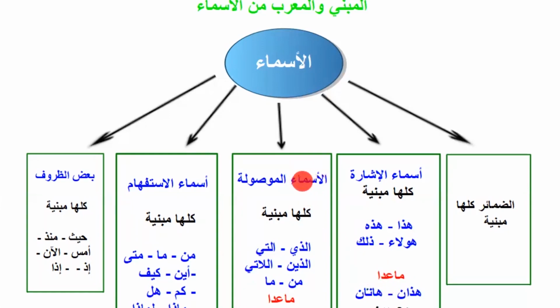Then we have asma'ul mawsula. You can remember we looked at asma'ul mawsula. That was the Allazi. And we said asma'ul mawsula is the relative pronoun. So if you want to say the man who left, you say Ar-Rajulu Allazi kharaja. You see Allazi, who, the man who left. That who is returning back to the man. So that's what we call a relative pronoun, asma'ul mawsula.